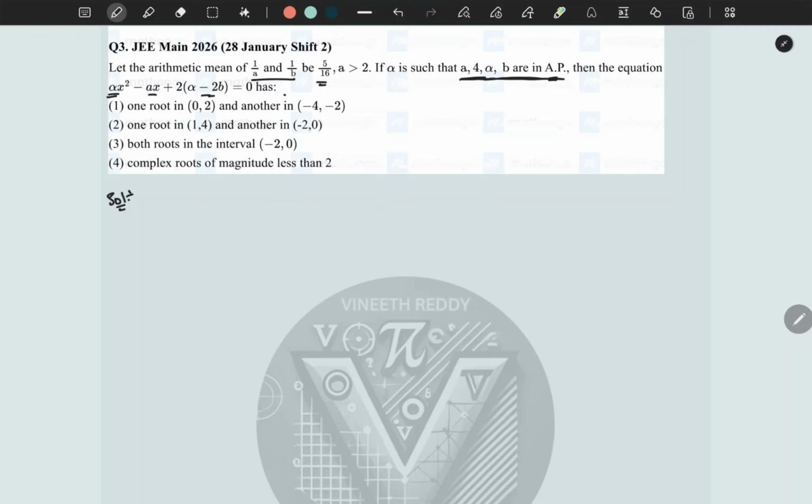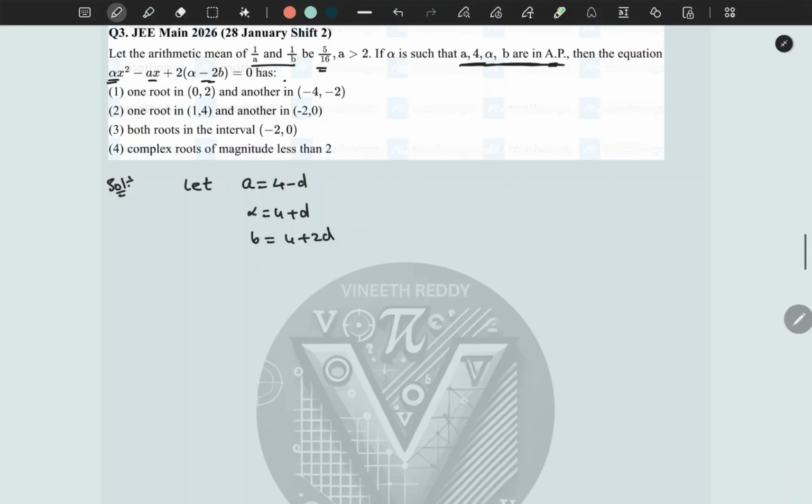So we will do one thing. Let a be equal to 4 minus d, and then alpha will be equal to 4 plus d, and then b will be equal to 4 plus 2d, since they are in AP, right? Is that clear? Yes. Now the arithmetic mean of that is 5 by 16.